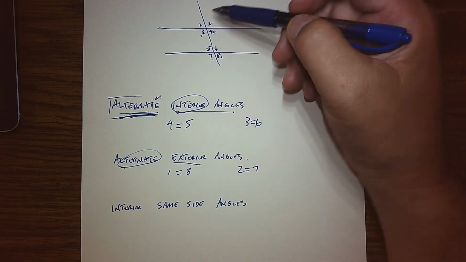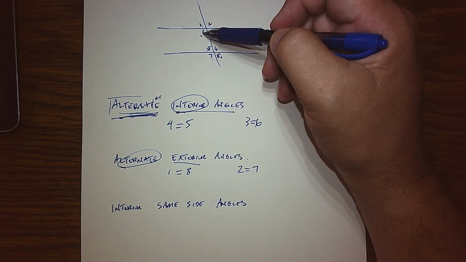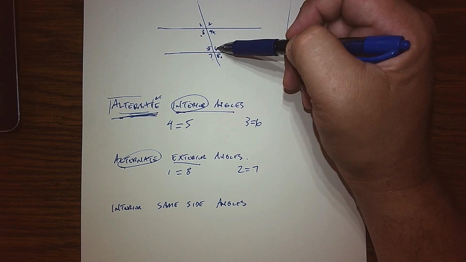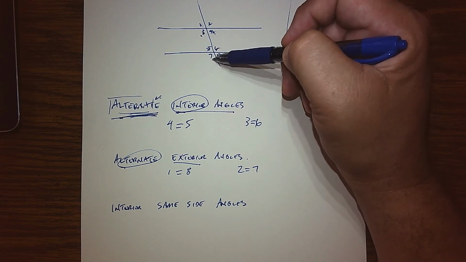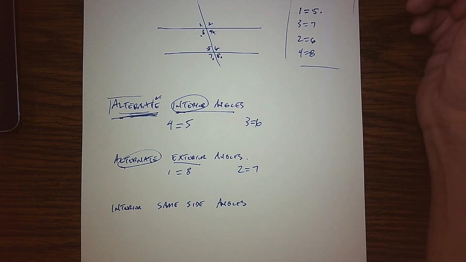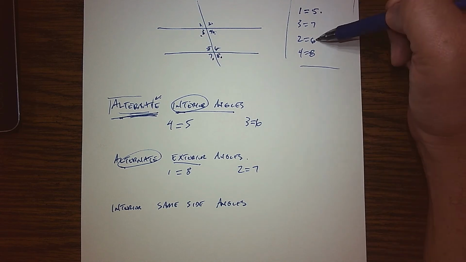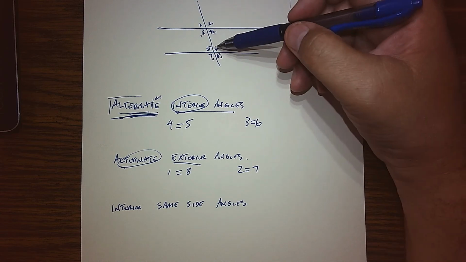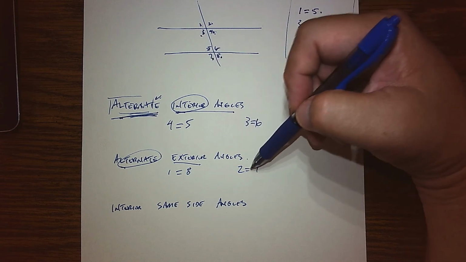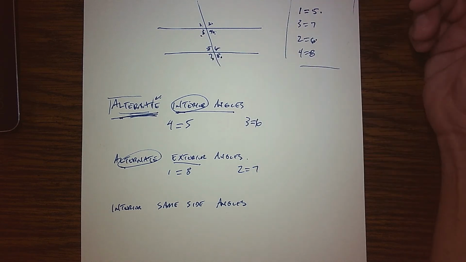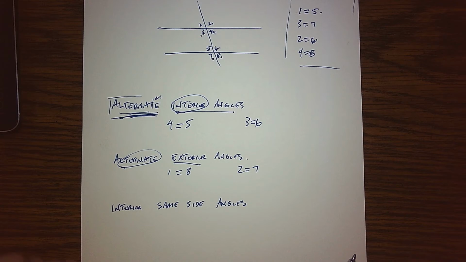The other one, 2 is to 7. Well, 2 is equivalent to 3. 3 is equivalent to 6. And 6 is equivalent to 7. Right? So that must mean that 2 is equivalent to 7 as we kind of go through that little arc right there. So 2 is equivalent to 6. Right? And 6 is equivalent to 7, so that means 2 must be equal to 7. So we have two sets of alternate exterior angles, and those two sets are actually equal to each other. 1 is to 8, and 2 is to 7.